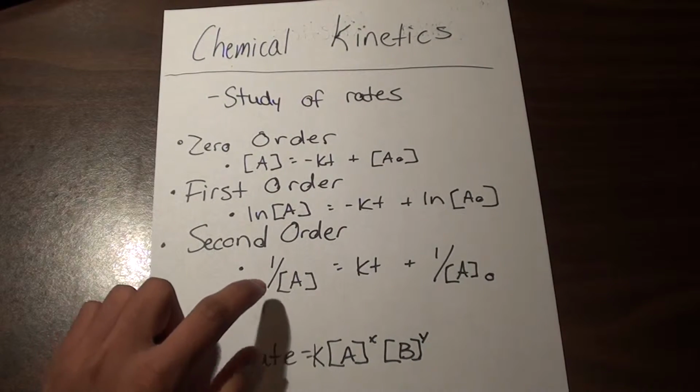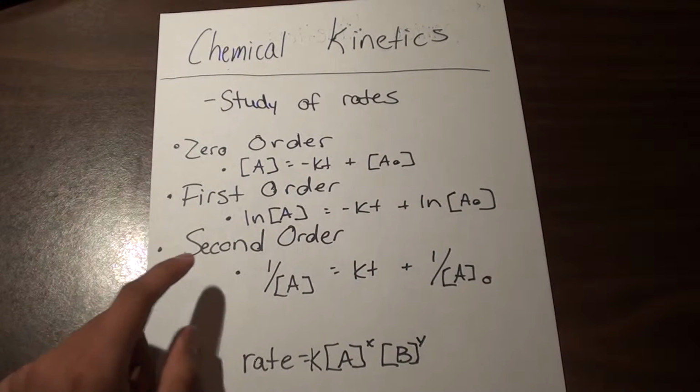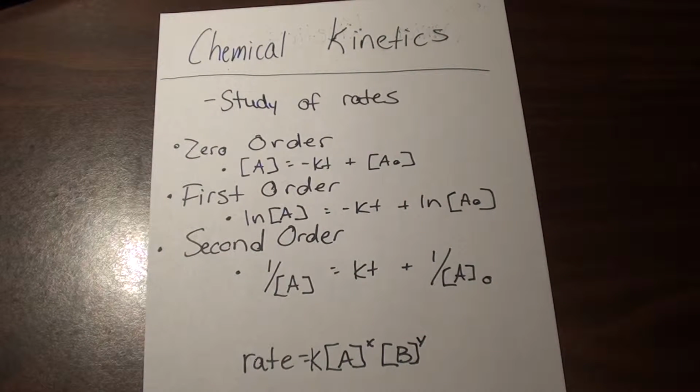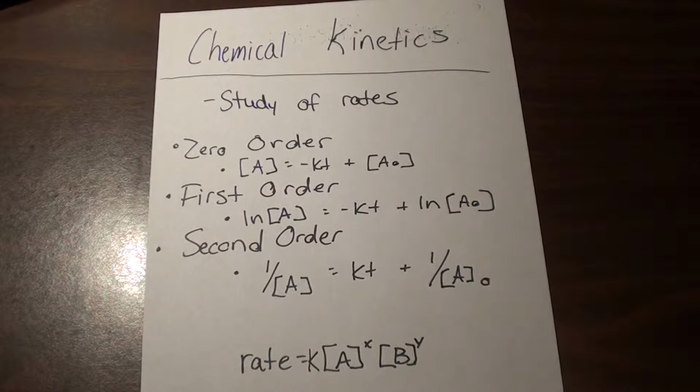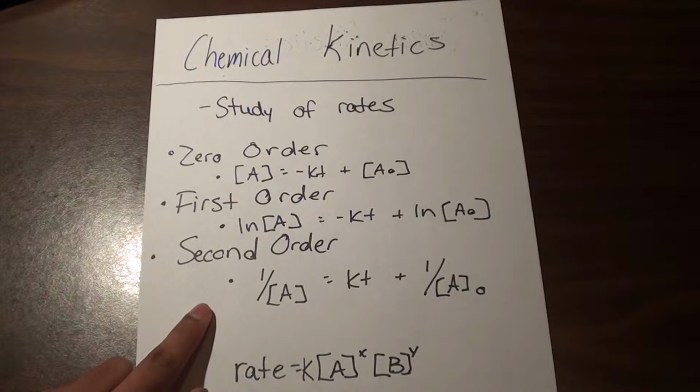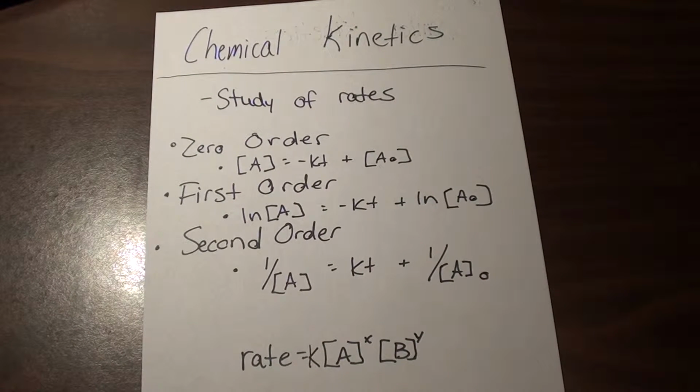And then second order means that if you change the concentration of A, like let's say you double A, then the rate of the reaction is going to increase by 4 times what it was. Or if you triple it, then it'll increase by 9 times what it was, and so on and so forth.